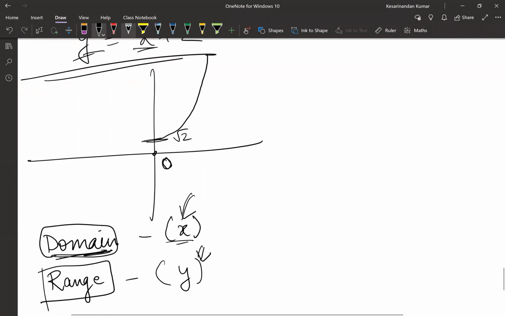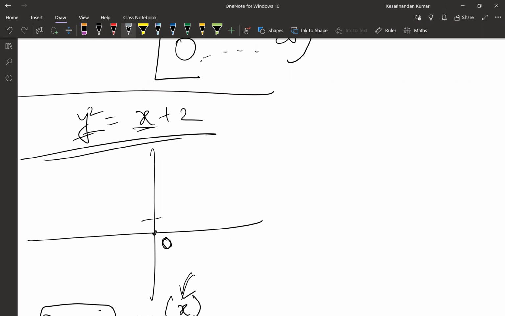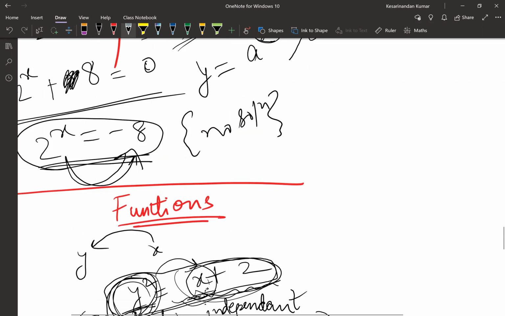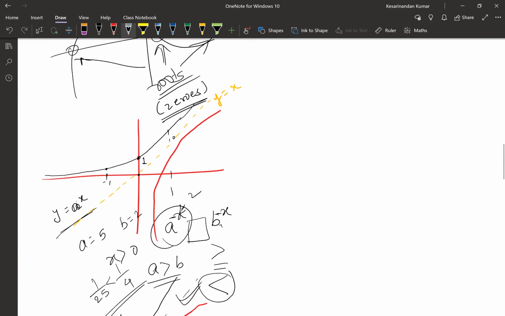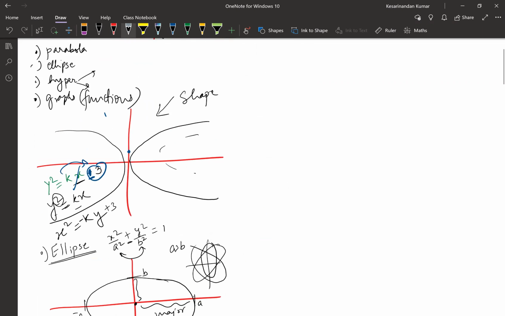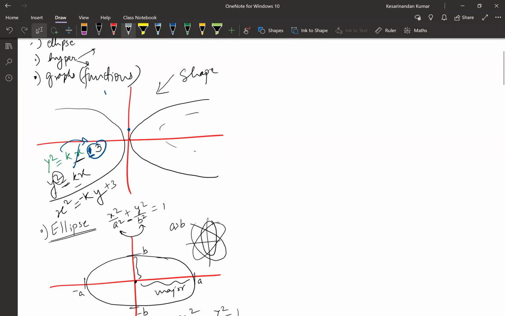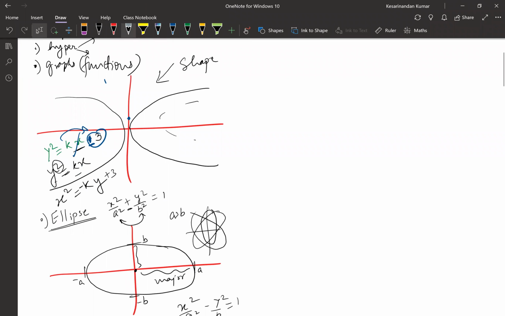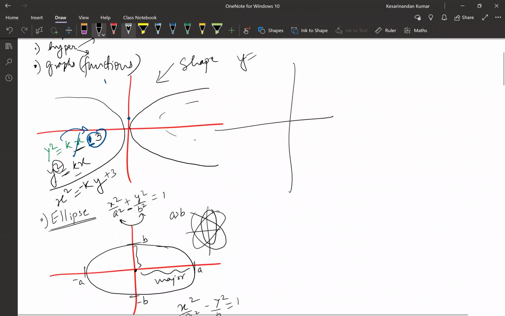Okay. Guys, there's one thing I need to tell you, and I made a mistake here. Where was it? Here. No, this is correct. The graph of y is equal to kx square is like this, and this is the graph of y square is equal to kx. I made a small mistake. I realized it just now while I was explaining it.